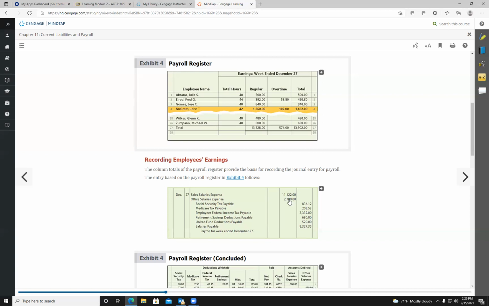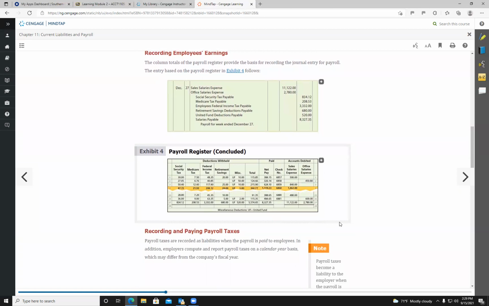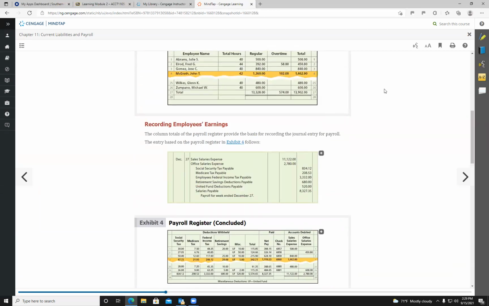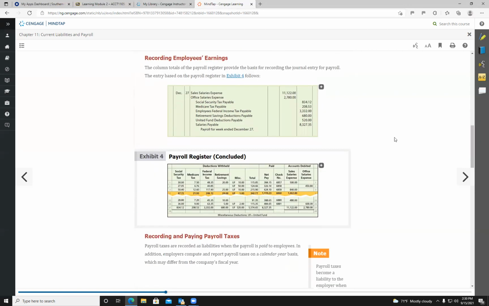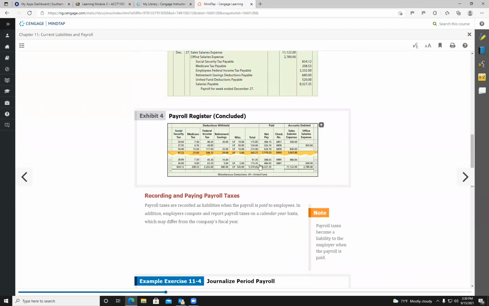So this is their gross pay. This is all their deductions. And then this is the net pay that we'll be paying out to the employees. It's not each individual employee's net pay, but a total of their net pays. This is just a continuation. We looked at their deductions withheld, and it shows their net pay that equals the total salaries payable. That's their net pay. And then when payments are cut, the check number of that payroll check.